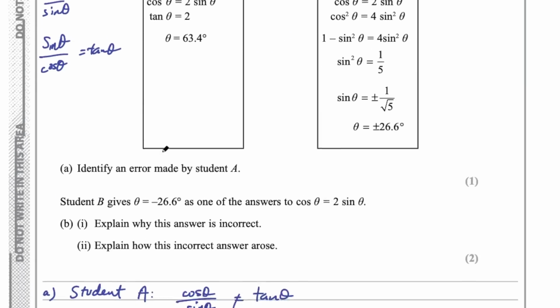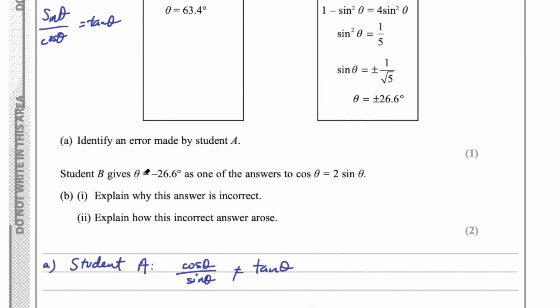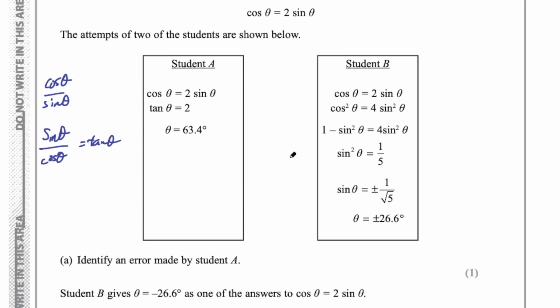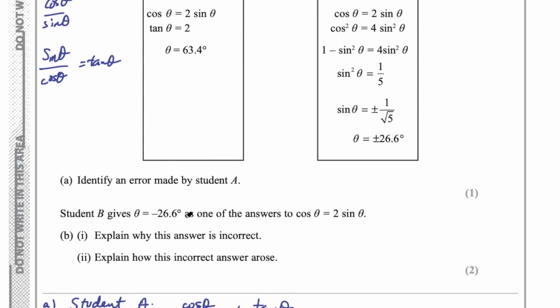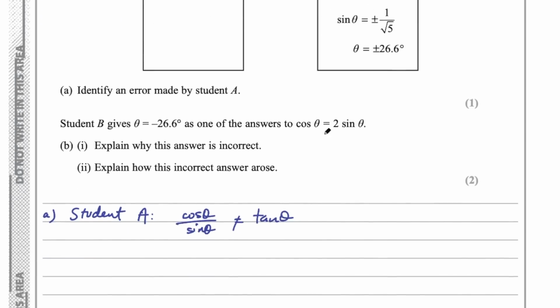Okay, and the question goes on. Student B gives theta equal to minus 26.6 as one of the answers to cosine theta equals 2 sine theta. And B part 1 says explain why this answer is incorrect. So we can have a careful look at this, and there's actually nothing wrong with any of the working out here, but they have squared this equation and they've forgot to do something at the end. So what we need to do is to check this minus 26.6 in this equation.